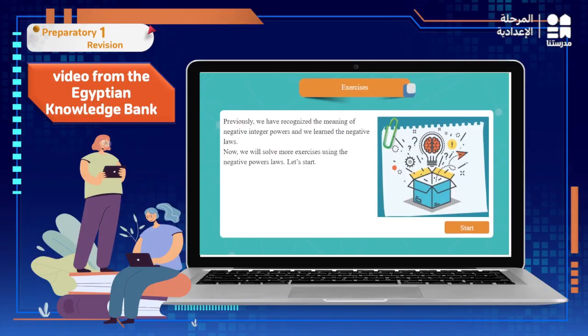Previously, we have recognized the meaning of negative integer powers. Then we have learned the negative power laws. Now we will solve more exercises using the negative powers laws. Let's start.